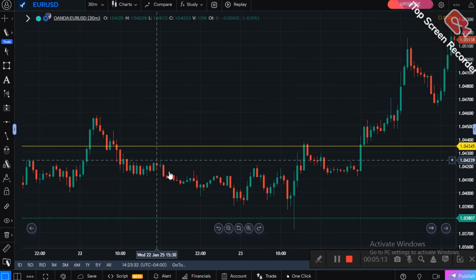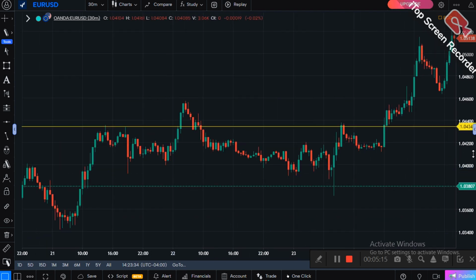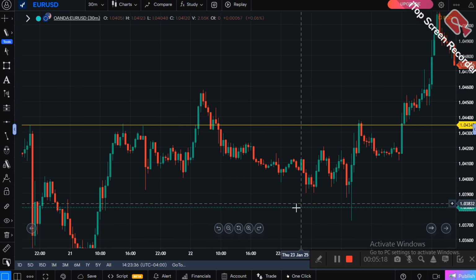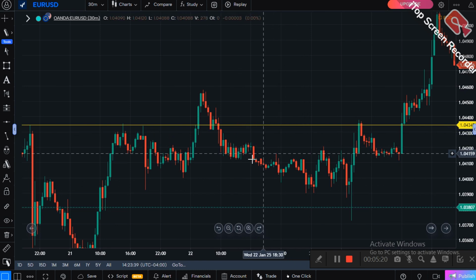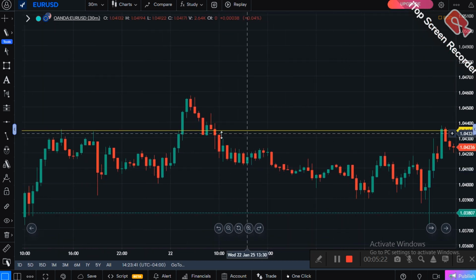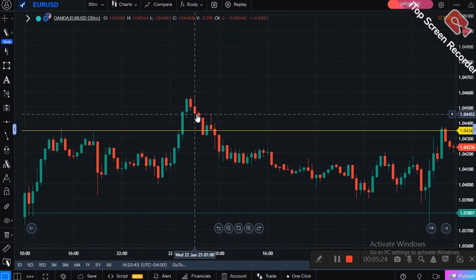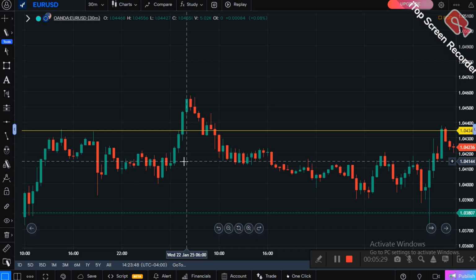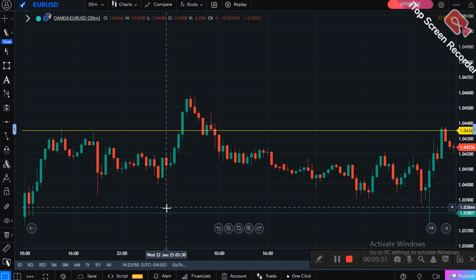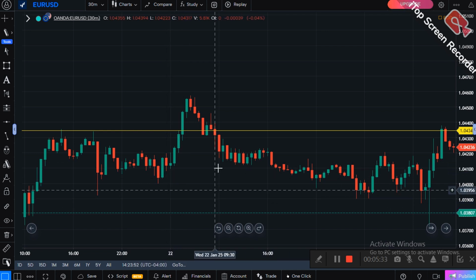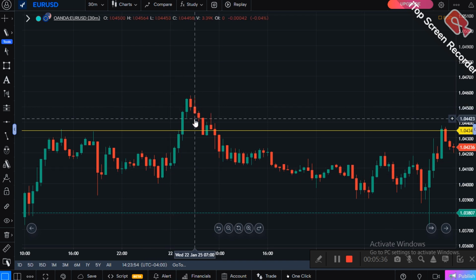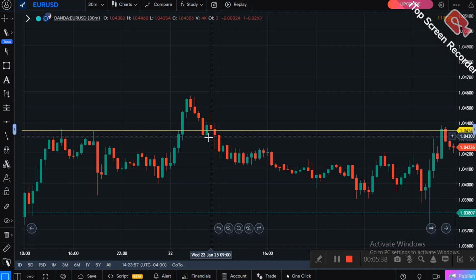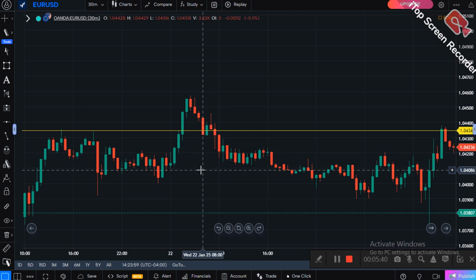So this is a 30-minute chart. I will trade on a short-term basis. For example, you have to wait for the sweep of liquidity, and after the sweep of liquidity, you will look for a market structure shift. Where is the market structure shift?